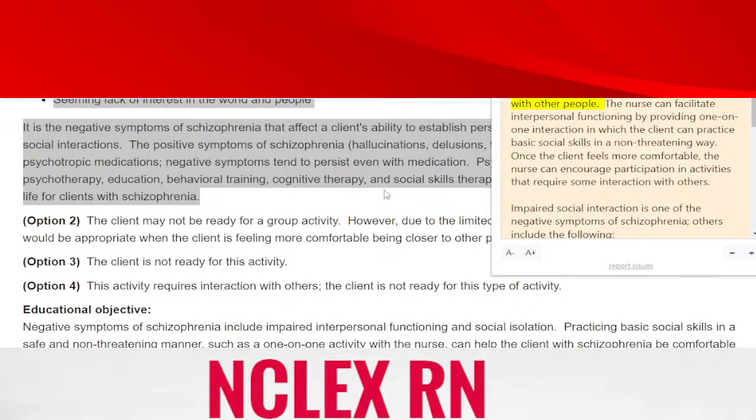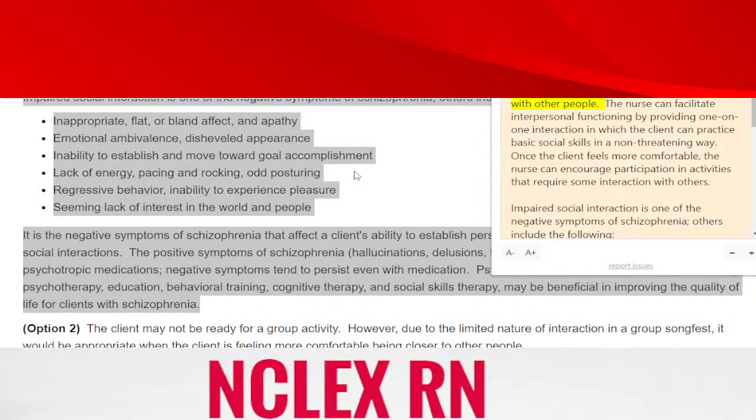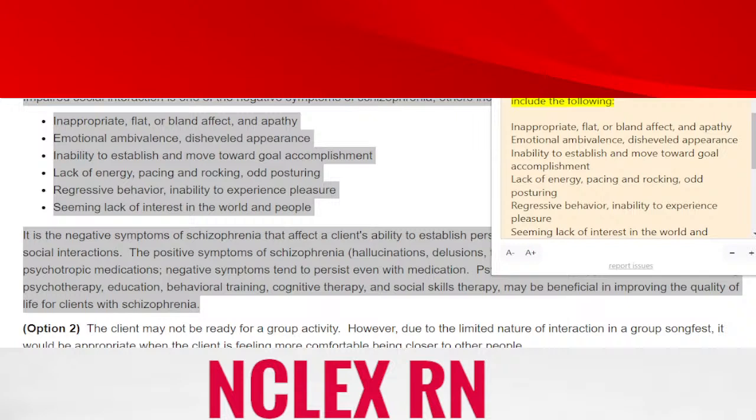Clients with schizophrenia have difficulty initiating and maintaining social interactions with other people. The nurse can facilitate interpersonal functioning by providing one-on-one interaction in which the client can practice basic social skills in a non-threatening way. Once the client feels more comfortable, the nurse can encourage participation in activities that require some interaction with others. Impaired social interaction is one of the negative symptoms of schizophrenia.